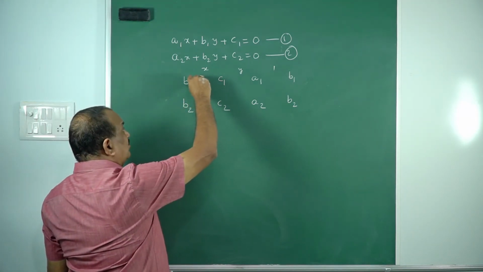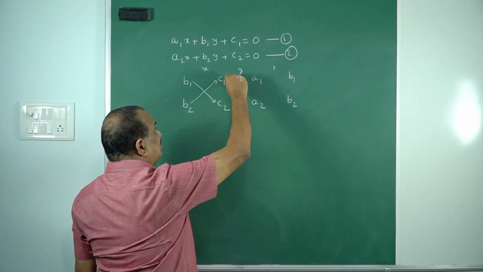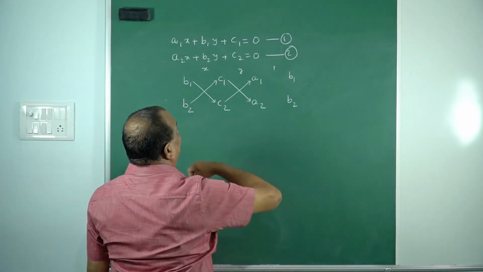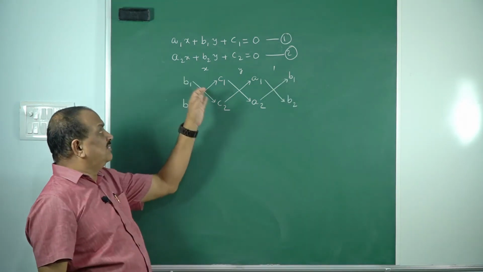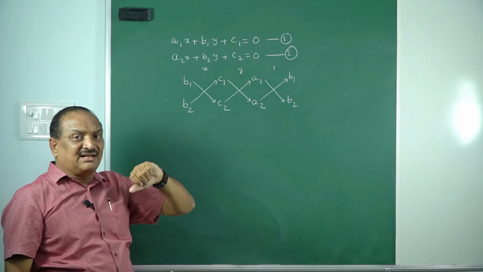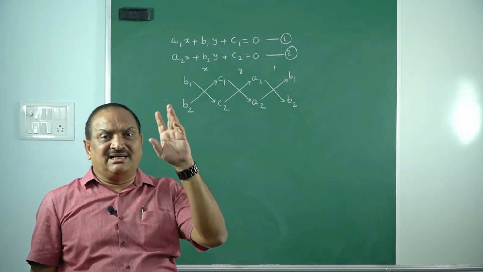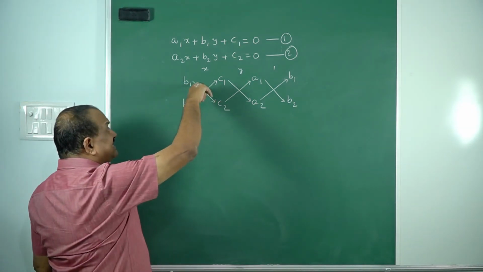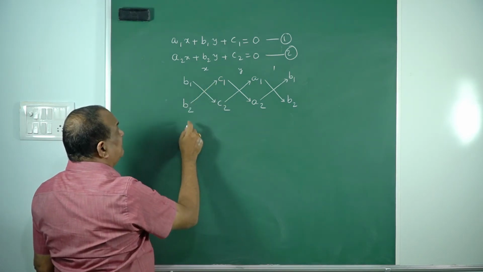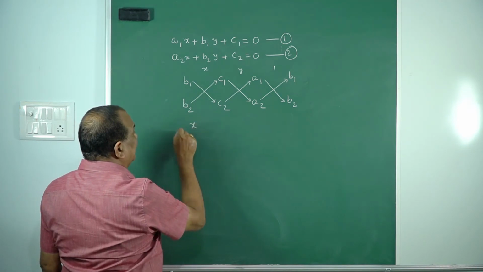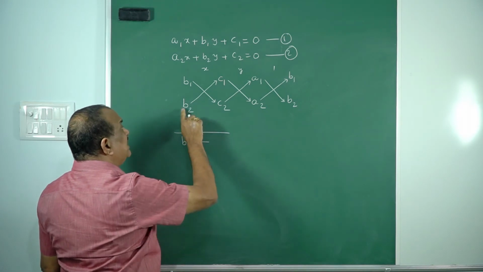Now you are coming down like this, and you are going up, and again you are coming down and you are going up. It's easy to understand. Whenever you are coming down, take it as positive, and when you are moving up, take it as negative. So here b1, c2 is positive, coming down, and going up is negative. So you have here, write x on the top by b1 c2 minus b2 c1.